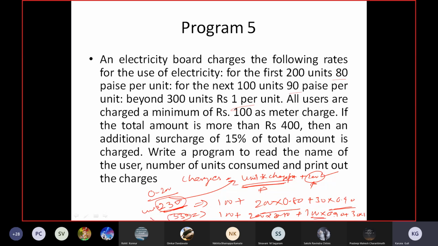If this is not given, I'll simply write unit. So in that case, how do you write this general equation? Here it is 230 units, this is 330 units that I am consuming. On that basis you are writing: 200 into 0.8 plus 30 into 90 paisa, and here 200 plus 100 plus 30. If I give simply unit instead of 330 or 230, then how do you write the total charges?